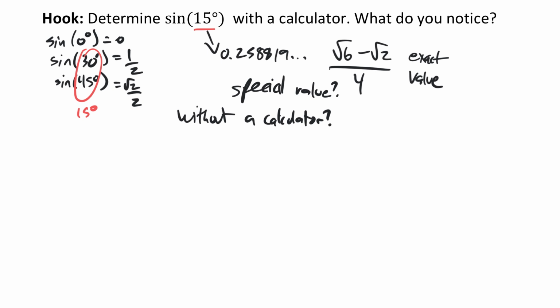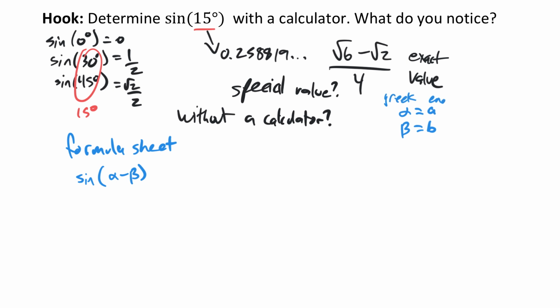So the second hint would be to look at your formula sheet. And if you take a look, you might see something with a sine and an alpha plus beta or alpha minus beta, maybe something like that. Alpha and beta, just so you know, alpha is just the letter A and beta is just the letter B, but these are in Greek and these are in English.